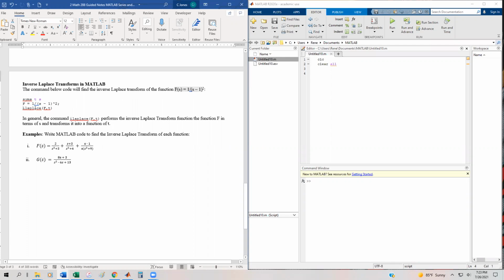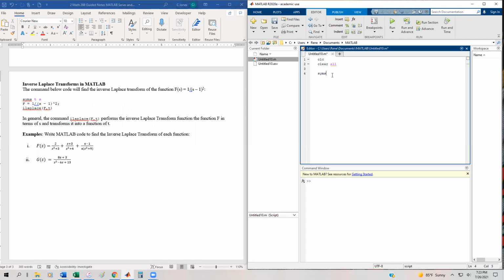We're going to use the function ilaplace, inverse Laplace, of F comma t. So we're going to take a function that's initially in terms of s and turn it into a function of t, that's the inverse Laplace. Let me go ahead and type that in. We have syms t and s. We have our function F equal to 1 over (s minus 1) squared. Then we just find ilaplace of F comma s. It doesn't matter what variable you use, just keep it consistent. We're going to execute that.